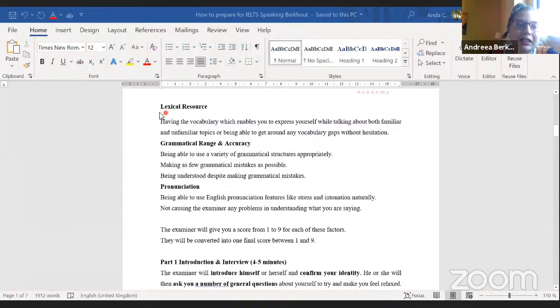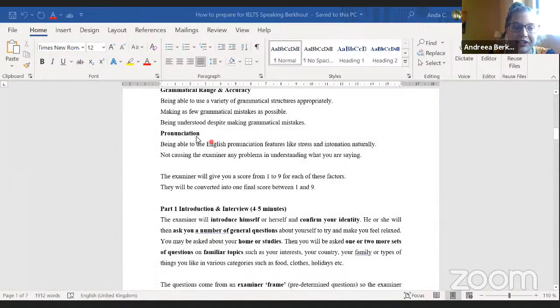The next criterion is lexical resource. Lexical means vocabulary, okay? So how good is your vocabulary? How well can you express yourself in familiar and unfamiliar topics? Do you use expressions? Do you use phrases? Then grammatical range and accuracy. Of course, this is grammar, so making as few grammatical mistakes as possible. And even if you do make some, that your message is in the end understood.